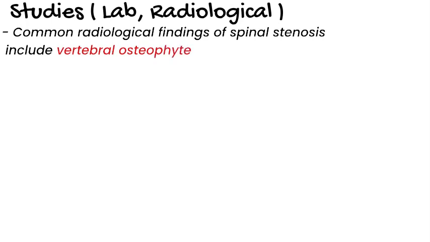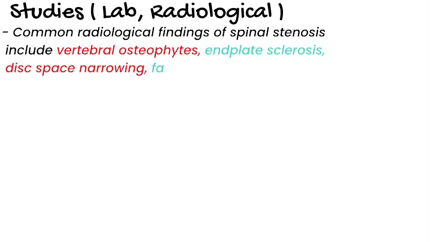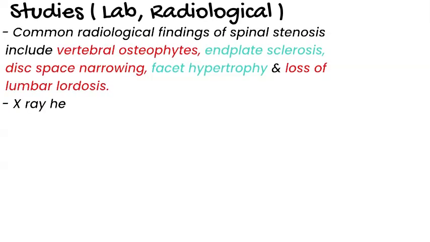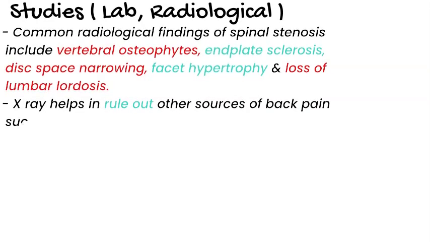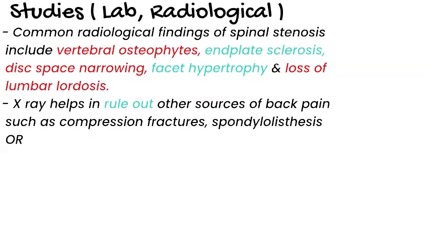Studies using lab investigation or radiological investigation. Common radiological findings of spinal stenosis include vertebral osteophytes, end plate sclerosis, disc space narrowing, facet hypertrophy, and loss of lumbar lordosis. X-ray helps in ruling out other sources of back pain such as compression fractures, spondylolisthesis, or tumors.